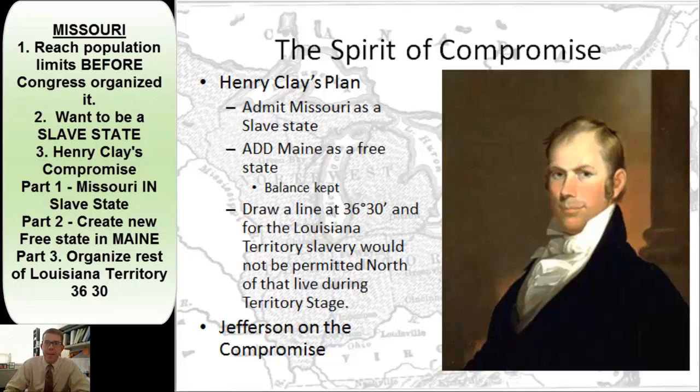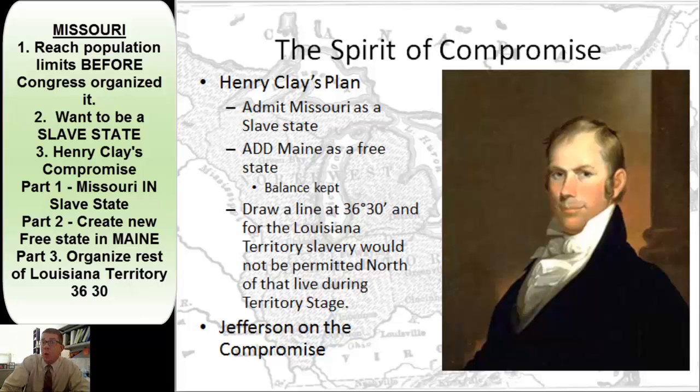There is a spirit of compromise. And this guy, Henry Clay, I found you a younger picture of Henry Clay. In this instance, Henry Clay comes up with a plan. And what he says is, Missouri hasn't done anything wrong. They are there. They have the right numbers, so they should be admitted as a slave state. And he made a deal with Massachusetts to cut off part of Massachusetts and create a new state called Maine, which would be a free state, and so the balance would be maintained.